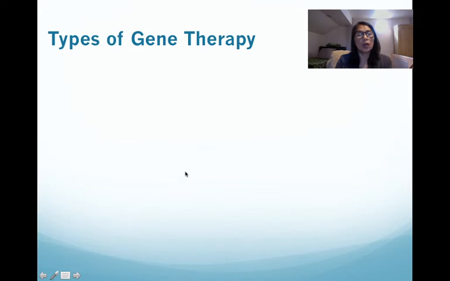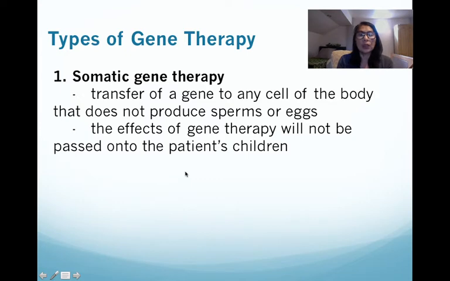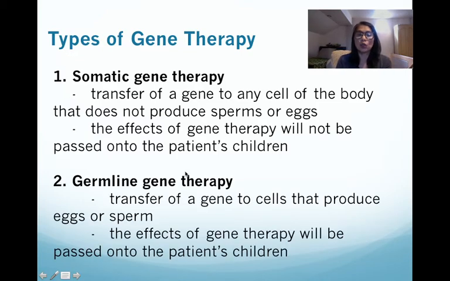So we now move on to the types of gene therapy. So there are actually two types of gene therapy. One is somatic gene therapy, and second is the germline gene therapy. Now, what is the difference between these two? Somatic gene therapy, from the word somatic, would mean body cells. So it is the transfer of a gene to any cell of the body. And the effect of this is not passed on to the patient's children, because these are body cells or our somatic cells.